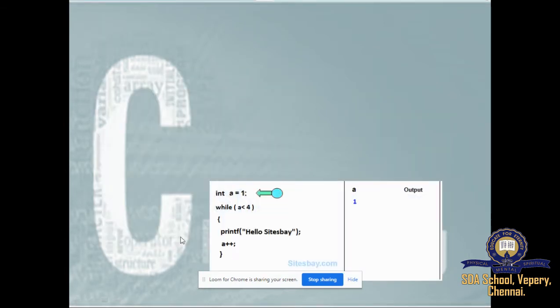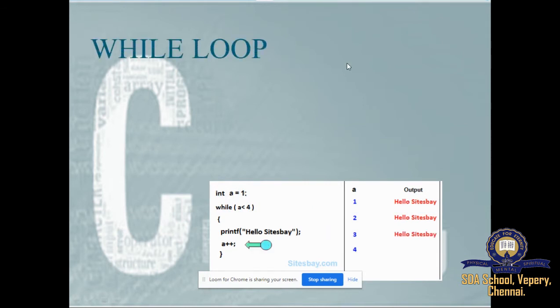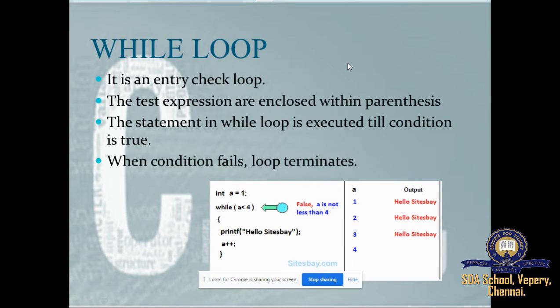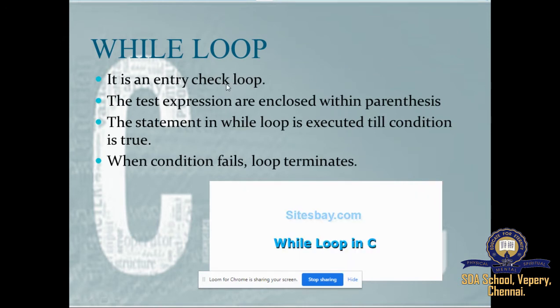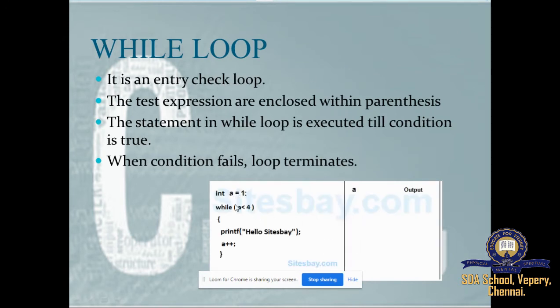Okay, the next thing, look at this. The representation of the operations differs here. Here you have initialization at the first, condition at the second, and increment, decrement at the last part. This is a while loop. It is also an entry check loop, so you are going to check the condition at the starting stage itself.